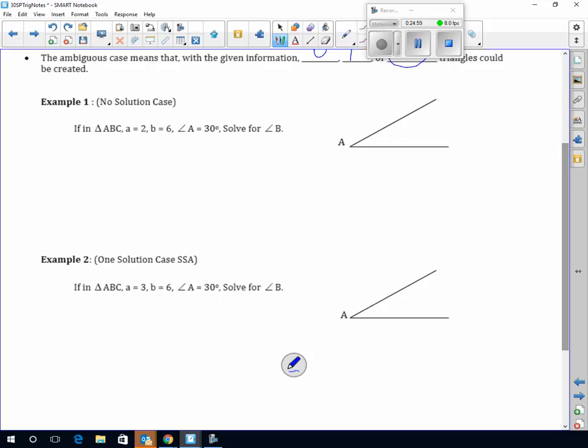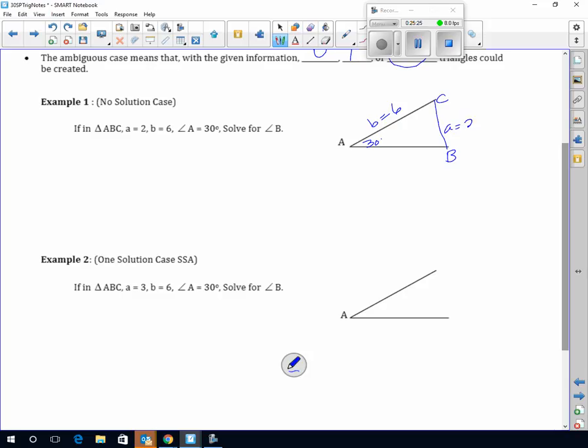So A is 30 degrees and B is 6. So we're going to say B is 6. And we need to solve for, I'm just going to draw a triangle. I don't even know if it's a right triangle or what it is. I'm just going to say that this is B and this is C. Does everybody see? And A is 2.